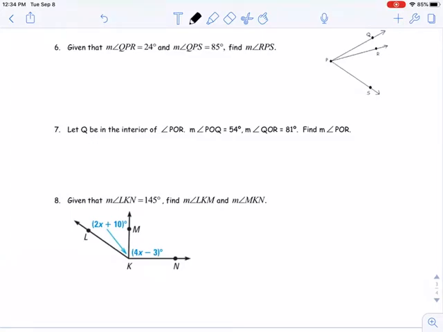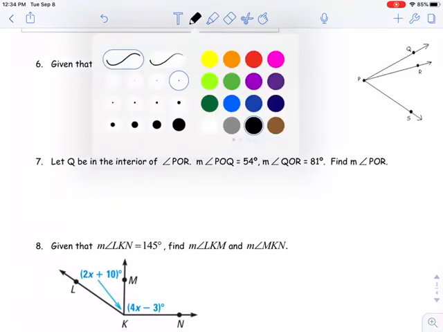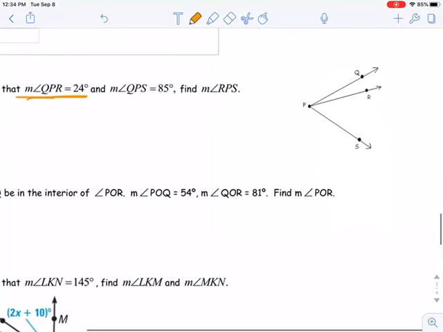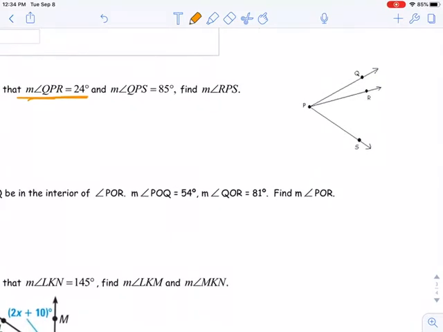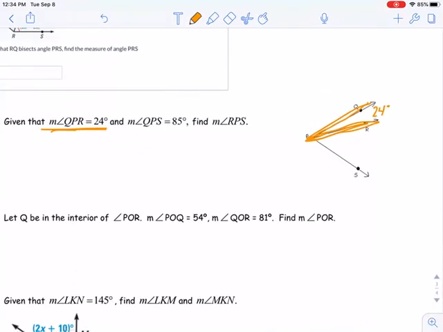All right, so drawing pictures when we don't have them, labeling it, all of it's incredibly important. Even me, somebody that gets paid to do geometry all day, I'm going to label the pictures. It helps me know exactly what I have. So QPR is that angle right there. It's telling me that it's 24 degrees. QPS, the whole thing, it's telling me that it's 85 degrees. I kind of like to put it floating out in there.